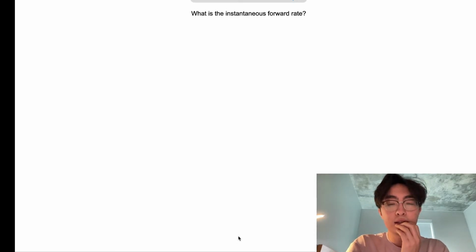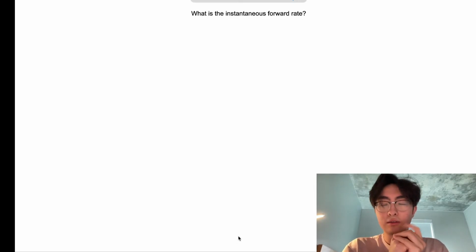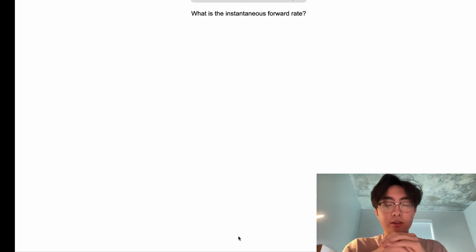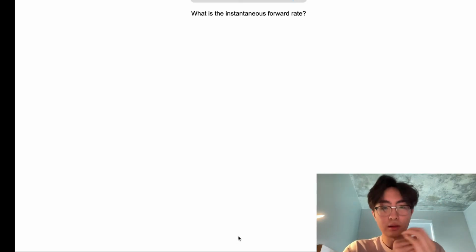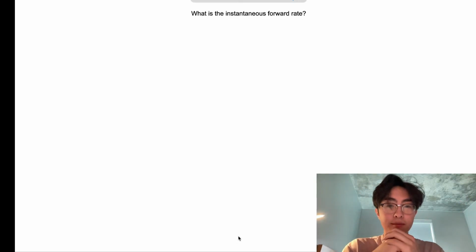What is the instantaneous forward rate? So the forward rate is the idea of some type of interest rate you'll receive in the future. So what I mean by that is, let's say today interest rates are 5%, and 2 years from now interest rates are 3%. So a 3% interest rate is considered the forward rate, which is just the future interest rate.